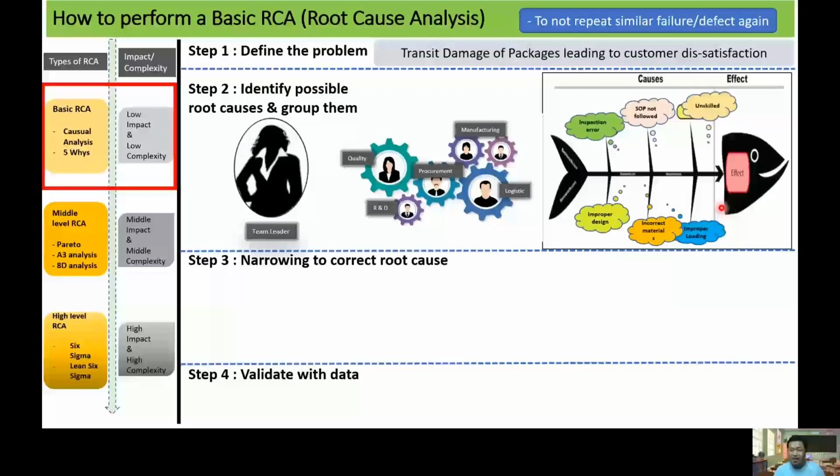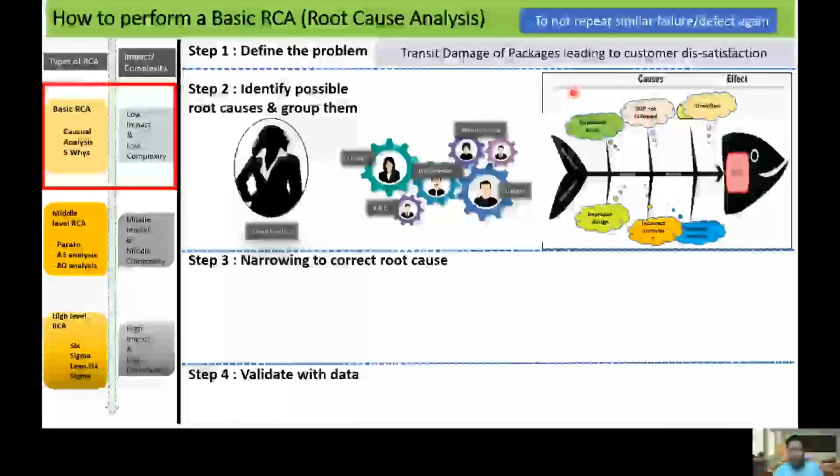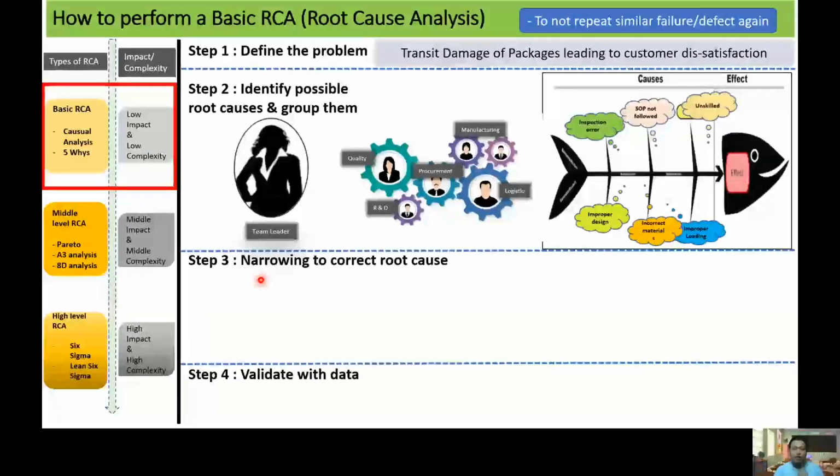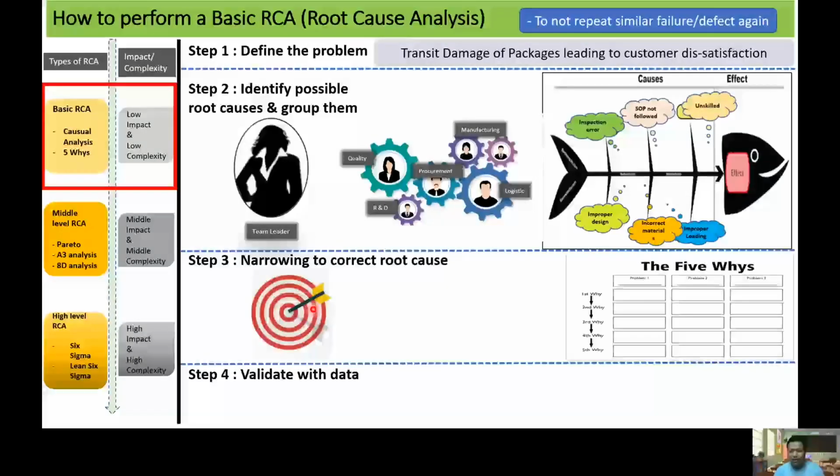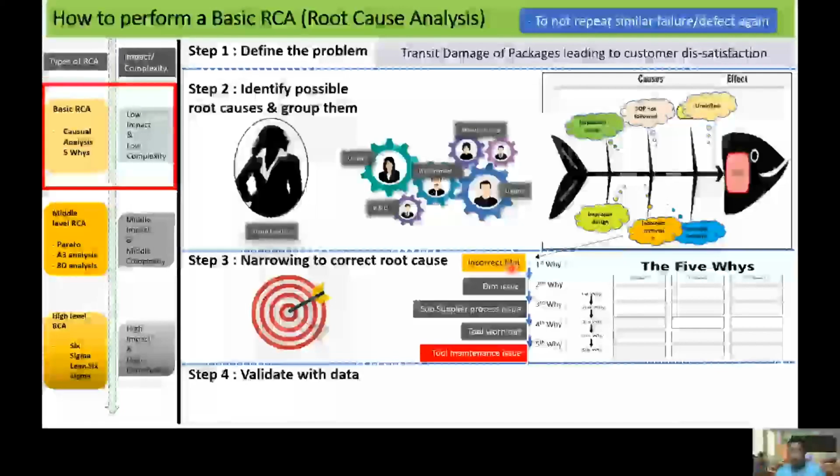So once the activity of grouping the different possible root causes under different categories is completed, the next step is narrowing down to the correct root cause. For this, the 5 Why tool is used to dig down deep and understand the real root cause, or the most probable root cause, from the possible root causes which come out of the brainstorming session. Let us take one possible root cause, the incorrect material.